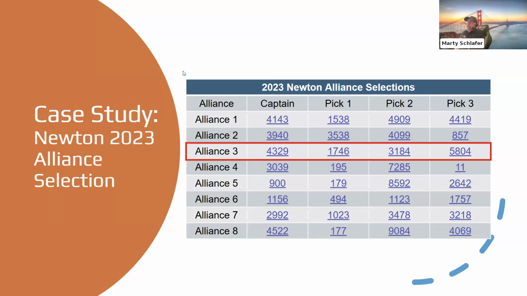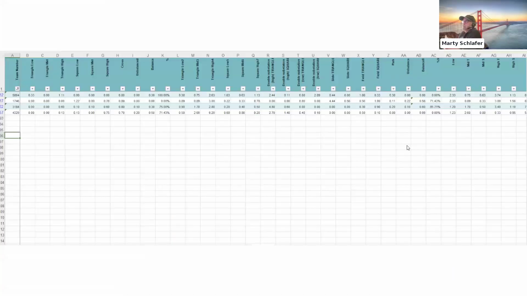All right, so the case study that we'll be using today is the Newton 2023 Alliance selection. We were part of Alliance 3, we were the first pick. So here's an example of our scout data of all the members of our alliance, including ourselves. This is what it looked like, and I'll let Christian tell you a little backstory with this.